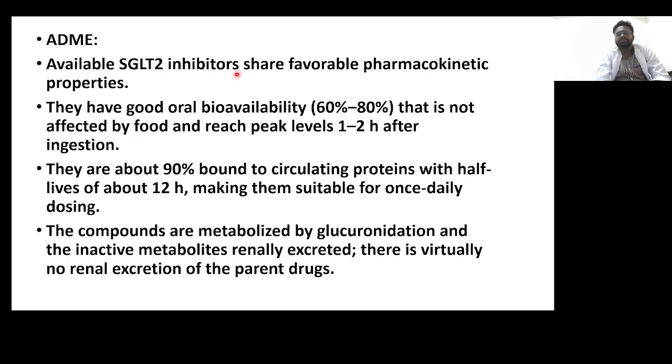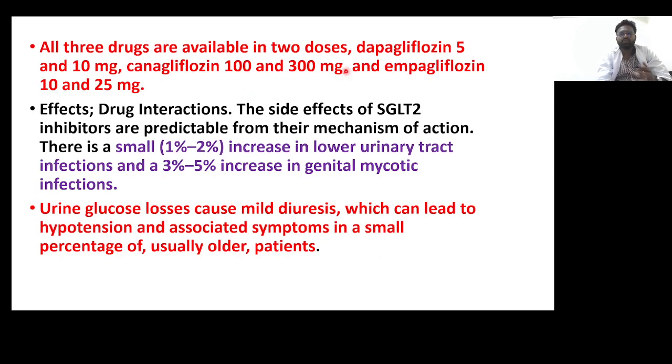Available SGLT2 inhibitors share favorable pharmacokinetic properties. They have very good oral bioavailability of 60 to 80%, that is not affected by food. They reach the peak level around 1 to 2 hours after ingestion of the drug. They are about 90% bound to circulating proteins with a half-life of around 12 hours, which makes them suitable for once daily dosing. These compounds are metabolized by glucuronidation and the inactive metabolites are renally excreted. There is virtually no renal excretion of the parent drugs. The drugs are available in 2 doses. Dapagliflozin is available as 5 and 10 mg. Canagliflozin is available as 100 and 300 mg, and empagliflozin is available as 10 and 25 mg.